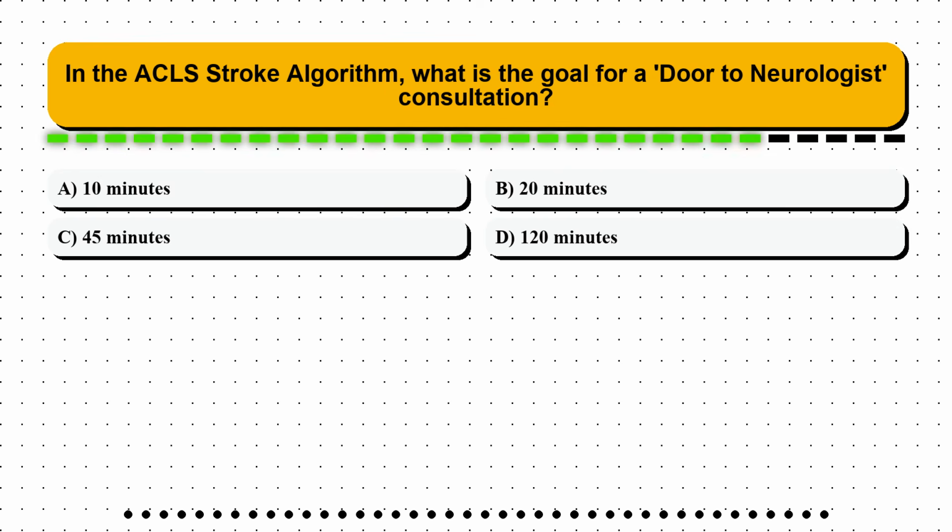Question 19. In the ACLS stroke algorithm, what is the goal for a door to neurologist consultation? Option A, 10 minutes. Option B, 20 minutes. Option C, 45 minutes. Option D, 120 minutes.